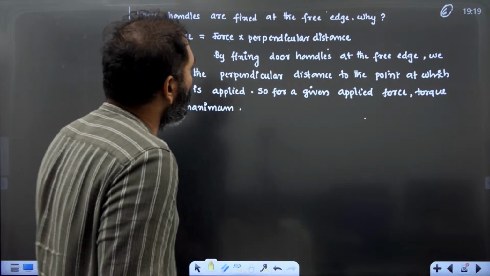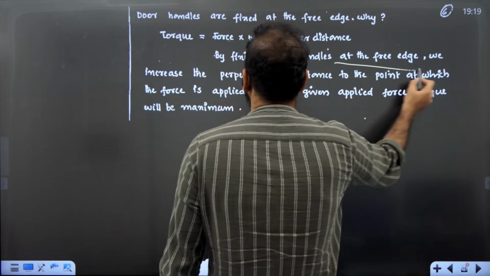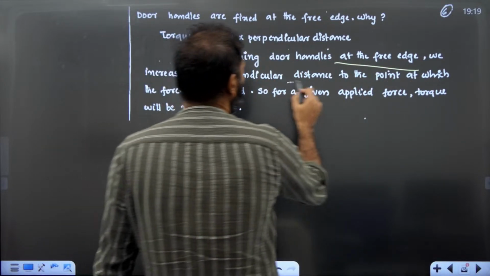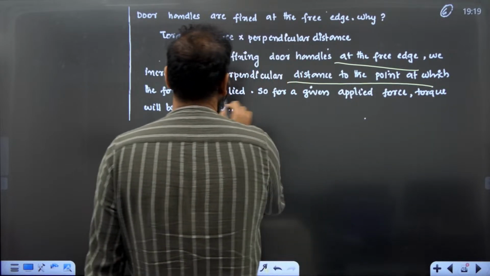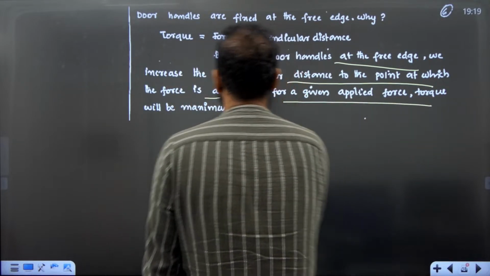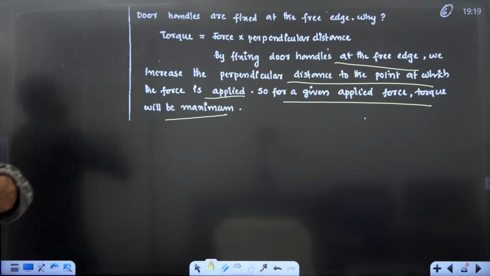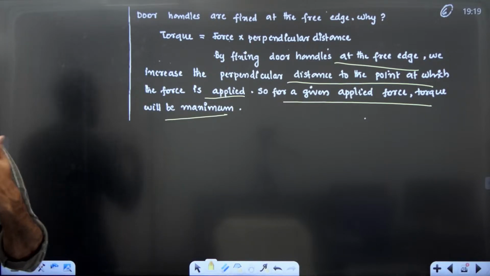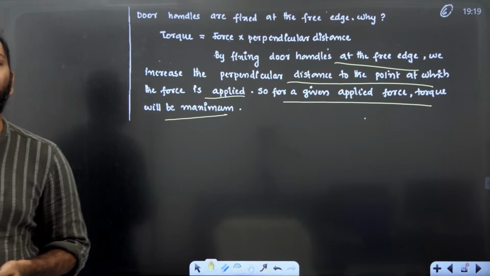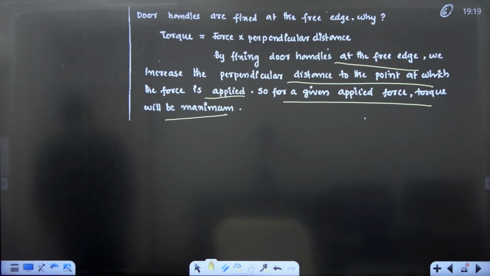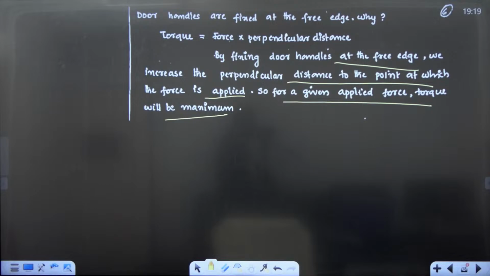By fixing door handles at the free edge, we increase the perpendicular distance to the point at which the force is applied. So for a given applied force, torque will be maximum. In order to get the maximum torque with less force, we will be increasing the perpendicular distance. We will always try to increase the perpendicular distance.